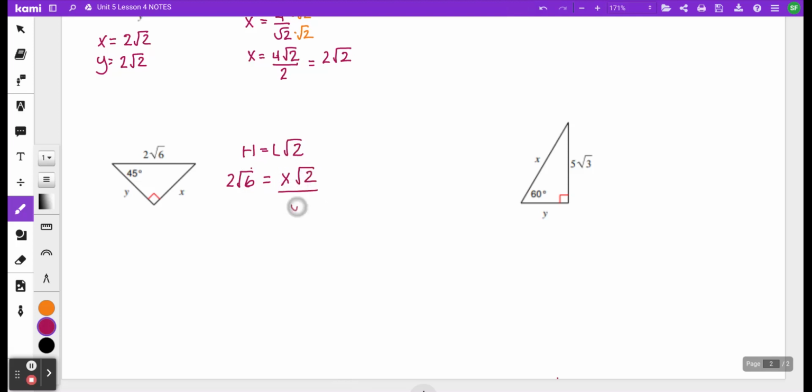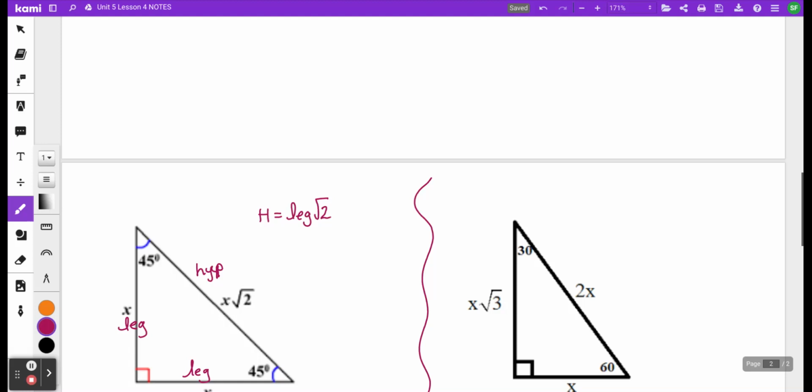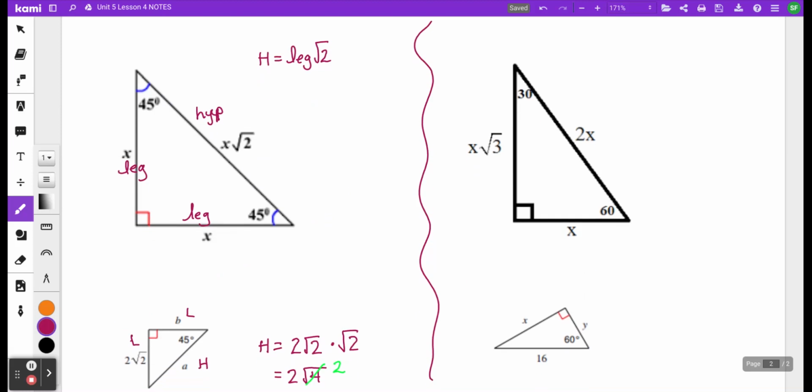We want to get x by itself, so we're going to divide. And the only time we can divide square roots is if they're both square roots. And so we can divide this one. So that would be 2 square root of 3 equals x. So x is 2 square root of 3, and y equals 2 square root of 3. Now we're going to move on to the 30, 60, 90.